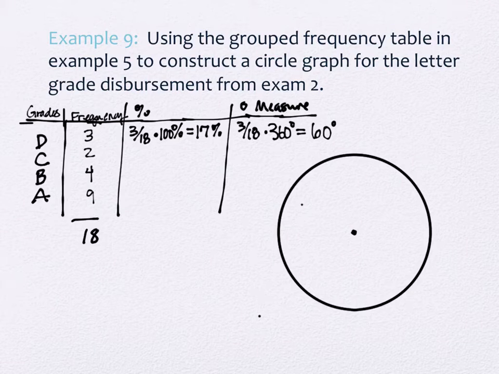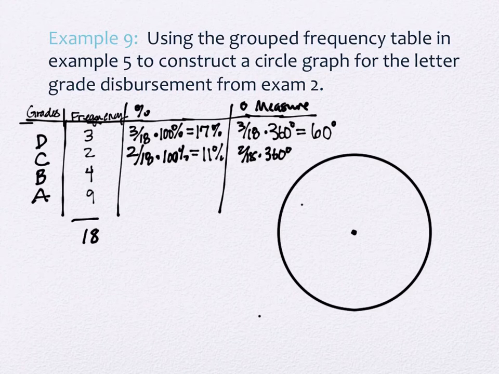Okay? We're going to do this for every single value listed. So I have 2 over 18 now times 100. And I have 2 over 18 times 360. So 2 over 18 times 100 is 11%. And if you multiply it by 360 instead, you have 40 degrees.